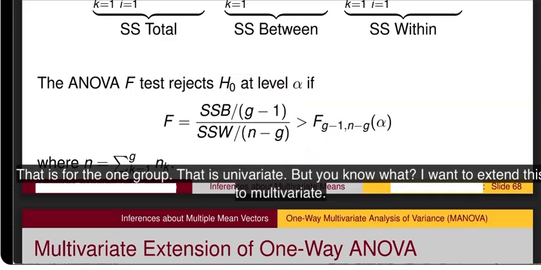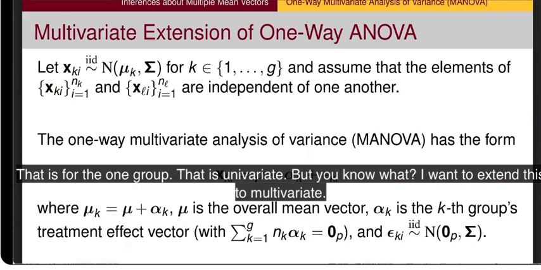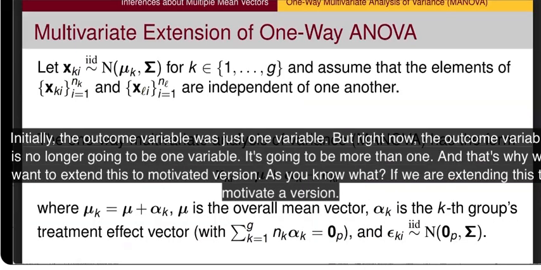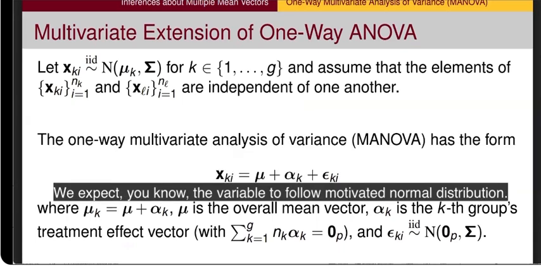That is univariate. But you know what? I want to extend this to multivariate. Initially, the outcome variable was just one variable, but right now the outcome variable is no longer going to be one variable, it's going to be more than one, and that's why we want to extend this to the multivariate version. And if we are extending this to the multivariate version, we expect the variables to follow a multivariate normal distribution.